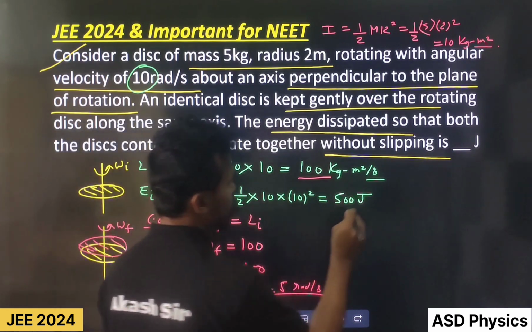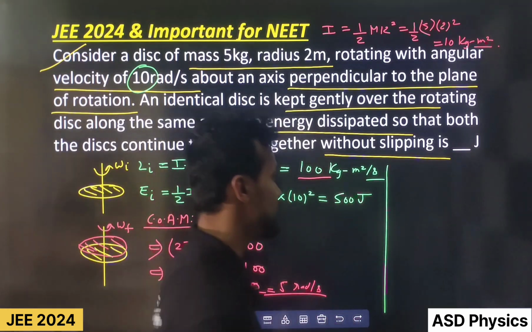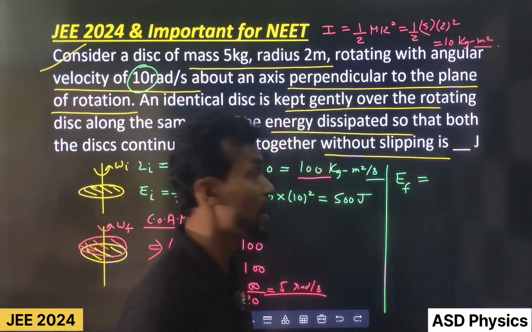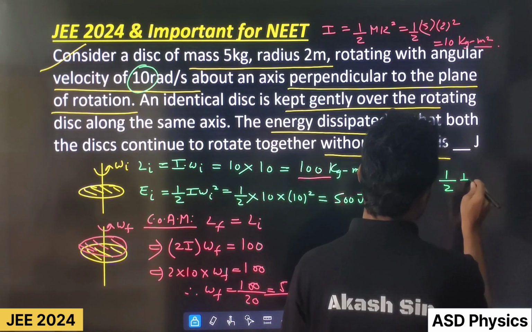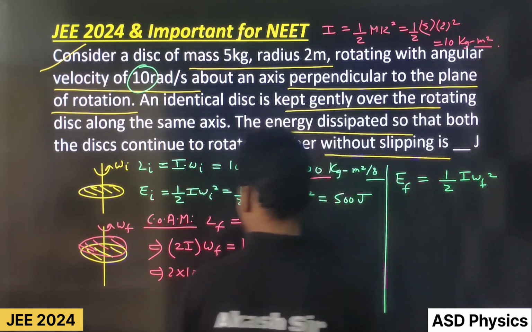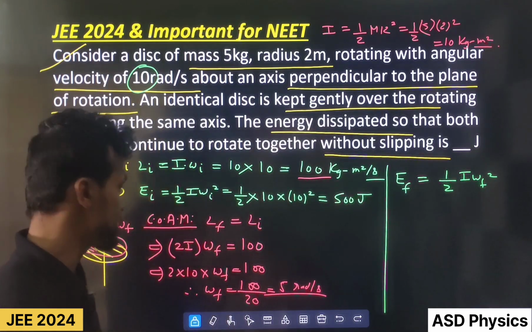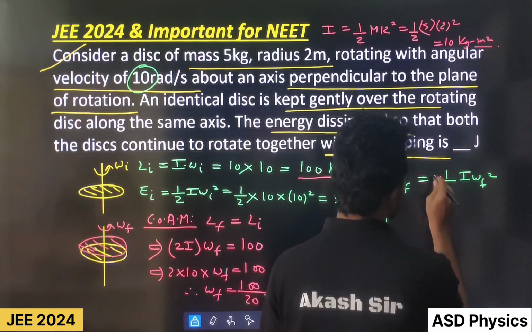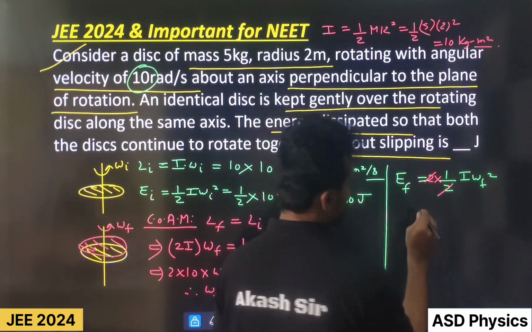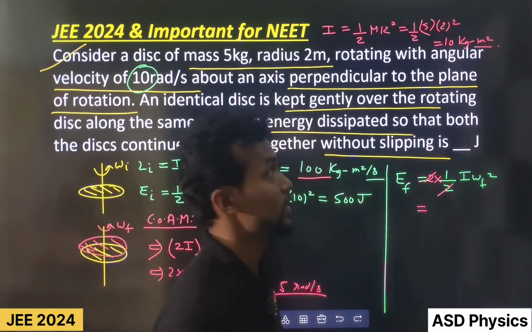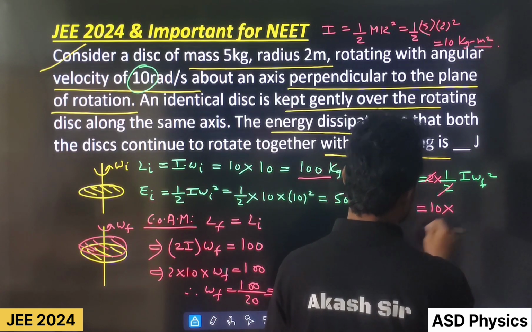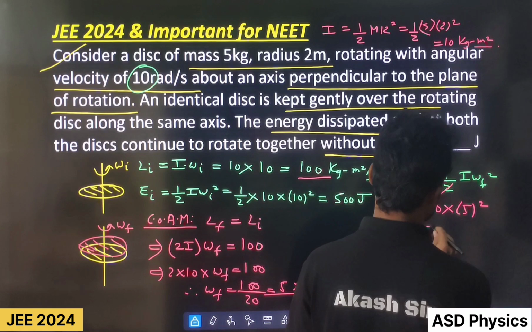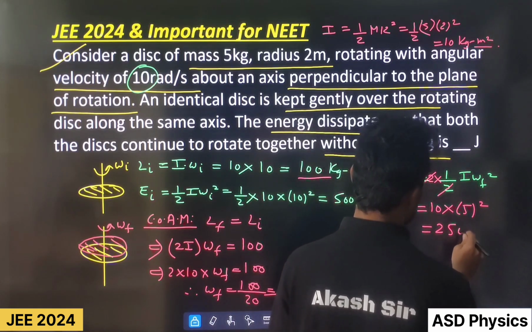After that, according to the question, we have to calculate the energy. What is the final energy, E F? The energy formula is half I omega f square. But here there are 2 disks, each having energy, so we have to multiply this expression by 2. The 2 and 2 cancel out, so it is I omega f square. I is 10 and omega f we have got is 5, so 5 square. It comes to 250 joule.